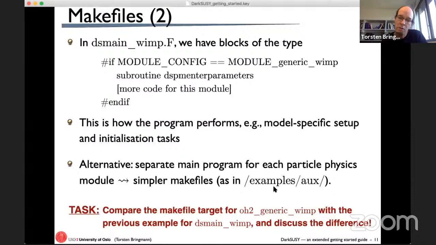Okay, so then the alternative is to have separate codes. This code for the DS main WIMP is very flexible in that you can use the same code to link to different particle modules. But of course, it means that you need a slightly more complicated structure to allow for this. The alternative is then that you have separate main programs for each particle module. These lead to much simpler examples, and these are the more specific examples that I've already mentioned, collected in this example AUX.